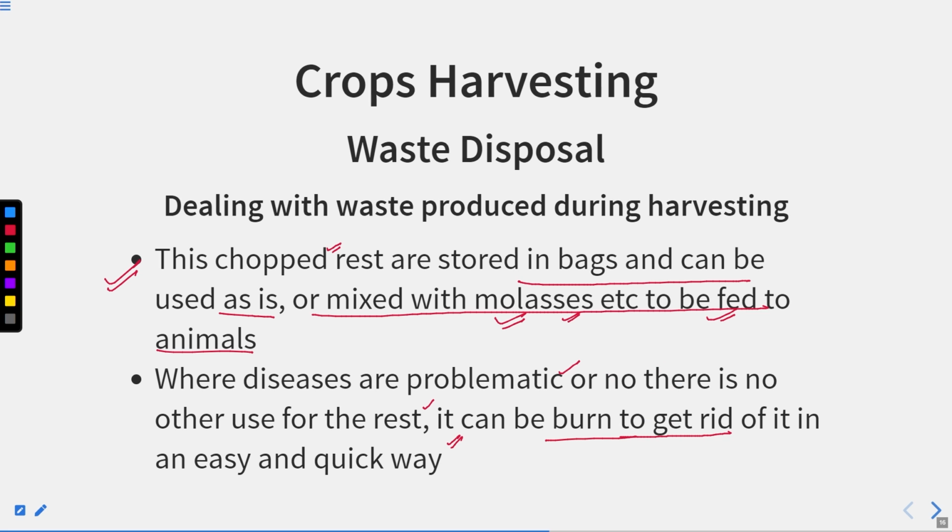It should be burned. Why? Because that type of waste may contain pathogens. The pathogen could be bacteria, fungi or any type of pest. So if it is burned, then you ensure that next season when you are growing the same crop, the disease will not come again. So in this way, in the case of diseases, we can follow the burning of the waste material.